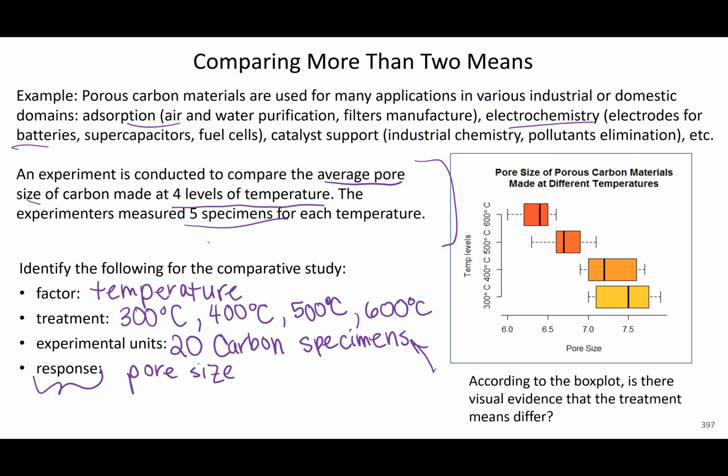If you look at 500, it's kind of close to 600, kind of close to 400, but it's not as close to 300, and so on. Versus 300 and 400 degrees Celsius boxes, they look pretty similar. Yes, the medians are in different places, but there's a lot of overlap in the boxes. So this is just kind of preliminary. I would probably argue that 300 and 400 are similar, but 600 and 300, those are not very similar.